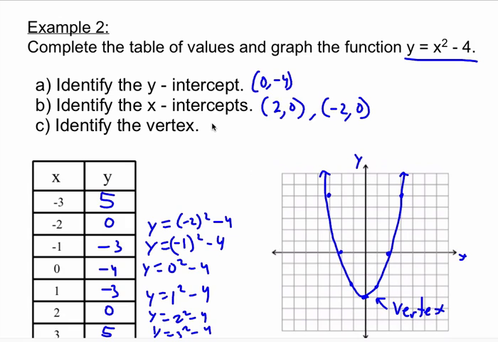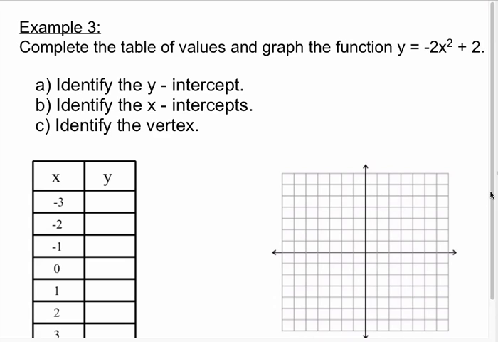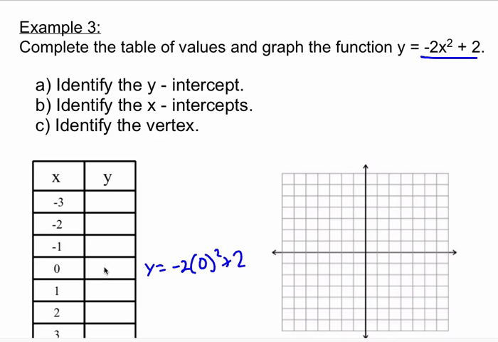Okay, the vertex in this case is, well, the same as the y-intercept, which is not always the case. Alright, okay, next example. We have this function right here. Let's start with 0 again. So we have y equals negative 2 times 0 squared plus 2, and that is just 2.